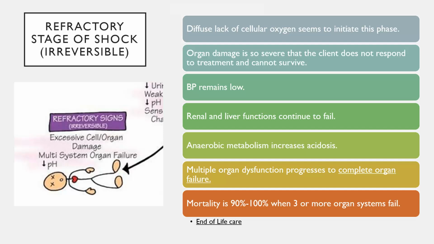Blood pressure remains low, renal and liver functions continue to fail, anaerobic metabolism continues to increase. Remember, when they get to a point of acidosis where their blood pH is so acidic, they will die. You cannot live with a blood pH less than 6.9. I would even say 7 sometimes. Multiple organ dysfunction progresses to complete organ failure. Mortality is about 100% when 3 or more organ systems fail, and we need to consider end-of-life care.